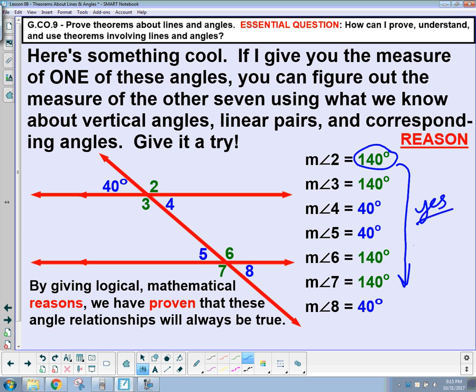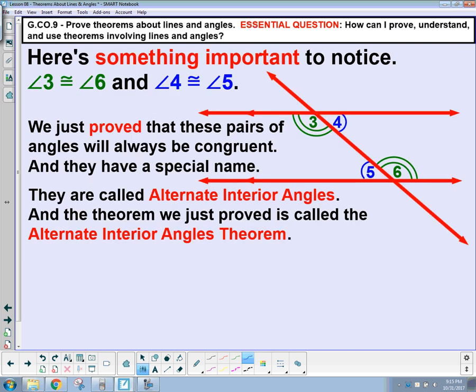Here's something important to notice. Angle 3 and angle 6 are congruent. So are angle 4 and angle 5. We just proved that these pairs of angles will always be congruent, and they have a special name. They are called, and we've heard this before, alternate interior angles. And the theorem we just proved is called the alternate interior angles theorem. And we're solving for all those missing angles.